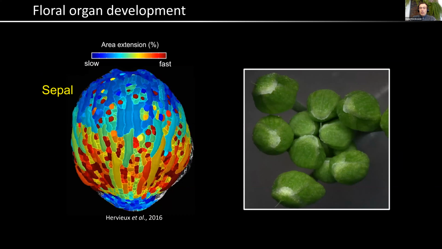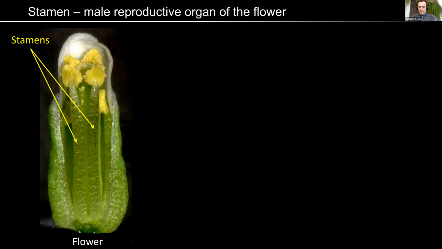And such an approach has been extensively used to monitor leaf growth. And recently it has also been used to look at the growth of floral organs, more specifically at sepals. So sepals are very easy to access, and people have been looking at the growth of those organs in the past. But we are interested in more challenging, more difficult organs that are more difficult to access.